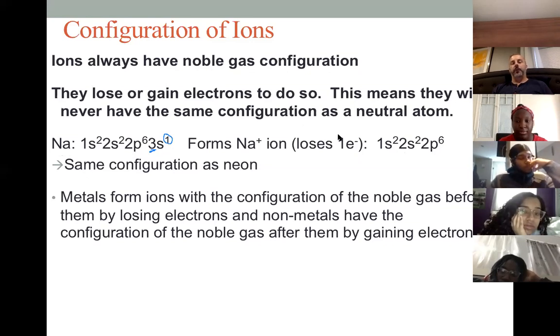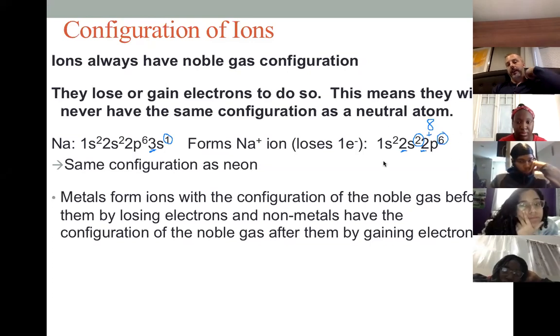So remember, they always form ions to be a noble gas. The highest shell is now 2. So we add them together: 2 plus the 6 gives us a total of 8. 8 valence electrons, which is a noble gas. So this is a noble gas configuration, and this is neon, 2, 4, 10. This is neon's configuration, and that's why we say they try to get a noble gas configuration, because Na plus has the exact same configuration as neon, 10 electrons.